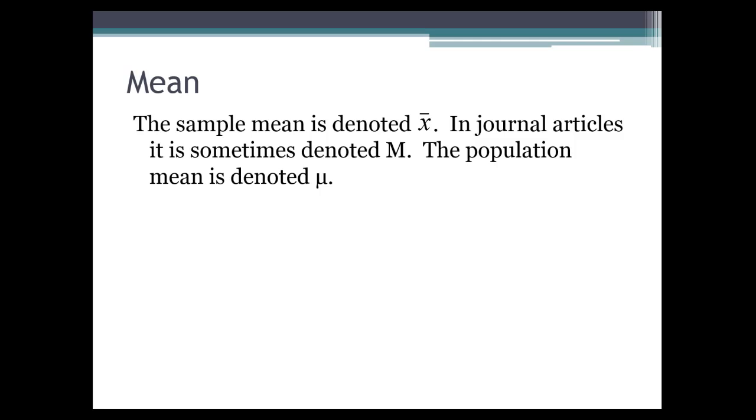To start with, let's look at the mean. The symbol for the sample mean, we've seen this before, is an X with a bar over it. We call it X bar. You will see it sometimes in journal articles as capital M, but that's not notation that we're going to use in this class. The population mean is that lowercase Greek letter mu. So again, sample mean is X bar, population mean is mu.